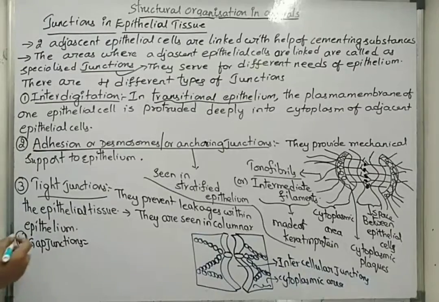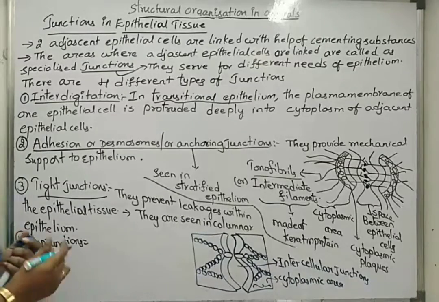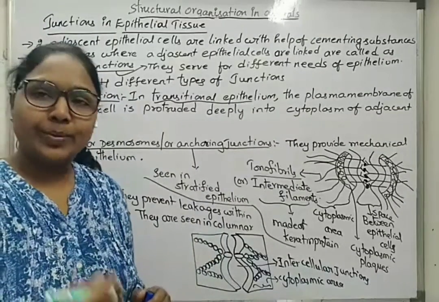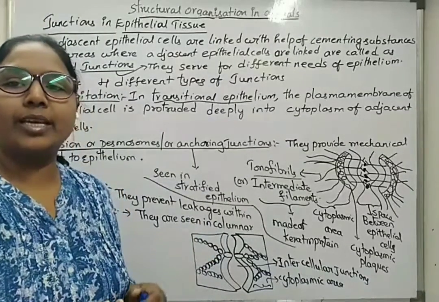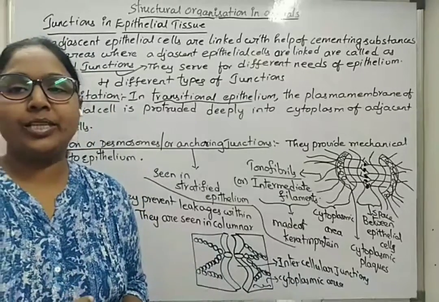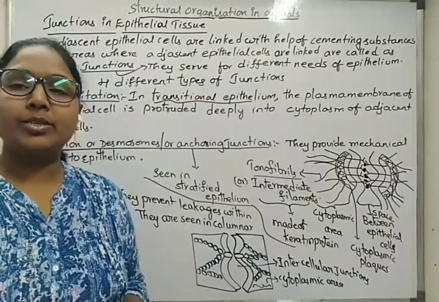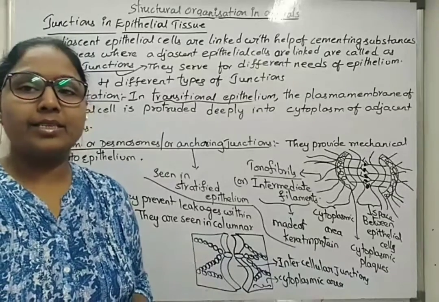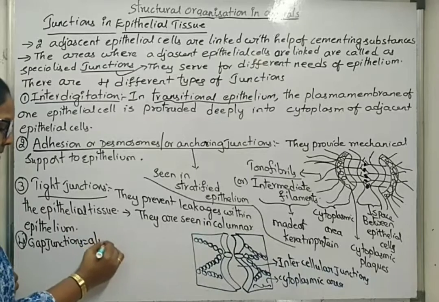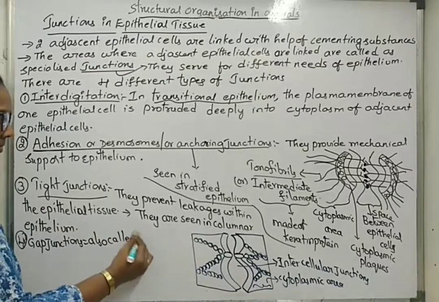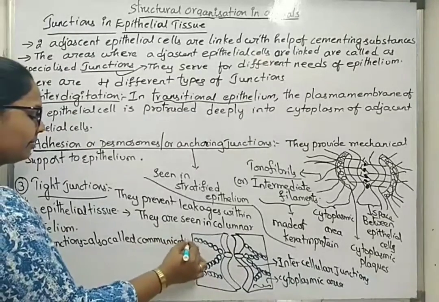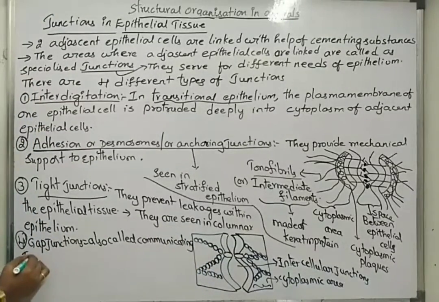Gap junctions are seen in mostly all types of cells along with these other types, but specially we will read about gap junctions, which support rapid transportation of ions, elements or minerals and also impulses in cardiac muscles. They are also called communicating junctions.